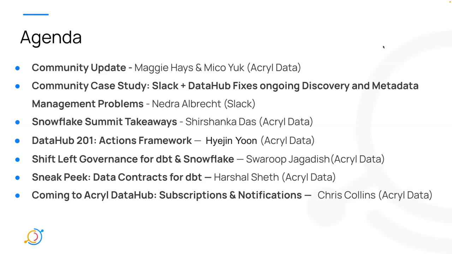And then I'll talk really briefly about some of the Snowflake Summit takeaways. The Acro team was there, and so we learned a lot on the floor as well as in the talks. And then we have a special tutorial on how to use the DataHub Actions framework by Hagen. And then we'll do a shortened version of a talk that we presented at Snowflake Summit on how DataHub enables shift-left governance for dbt and Snowflake.